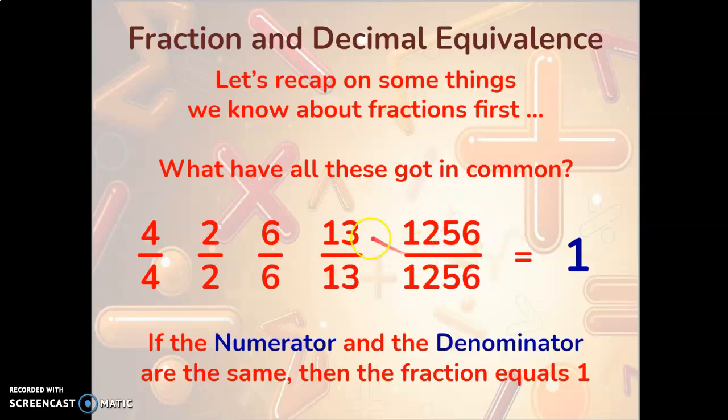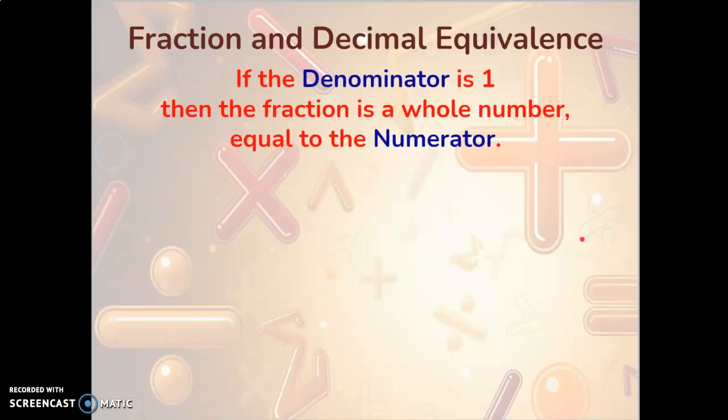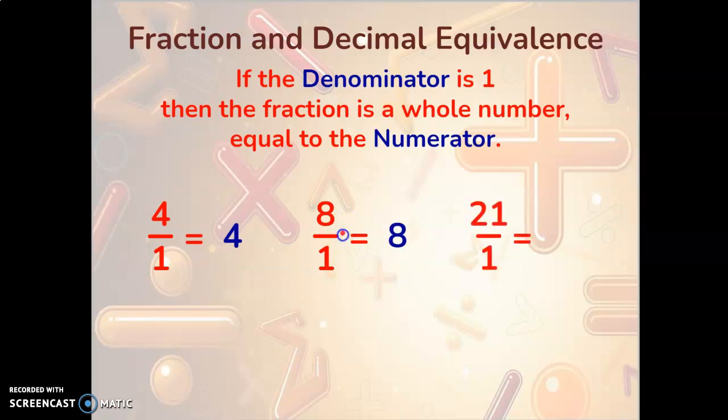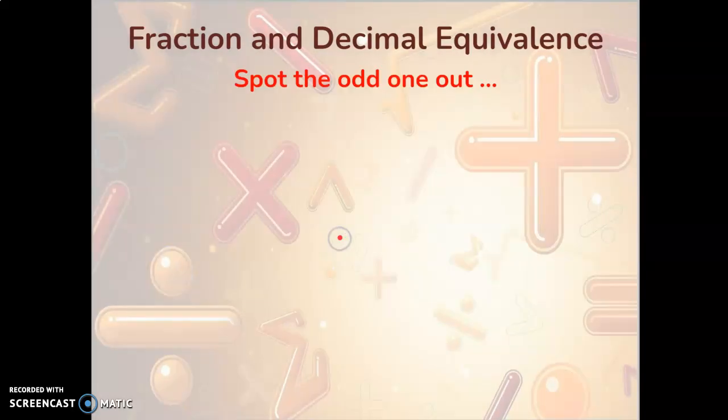Anytime you have a numerator, which is the top number, and the denominator, which is the bottom number, if they're the same, then that fraction is always equal to 1. If the denominator is 1, which means the bottom number, then the fraction is a whole number that is equal to the numerator. So if you have 4 over 1, that's going to be 4. If you have 8 over 1, it's going to be equal to 8. If you have 21 over 1, it's going to be 21.